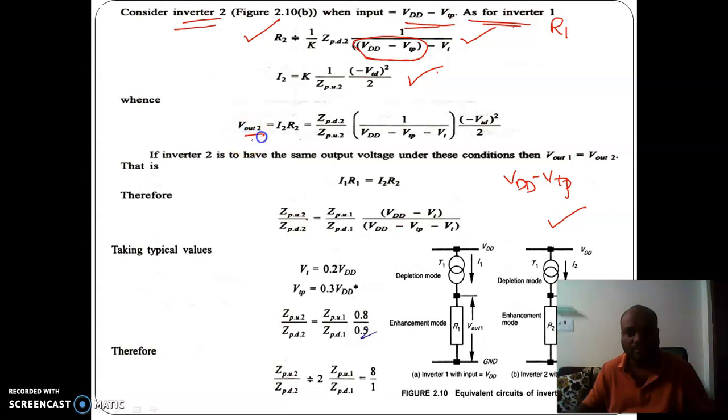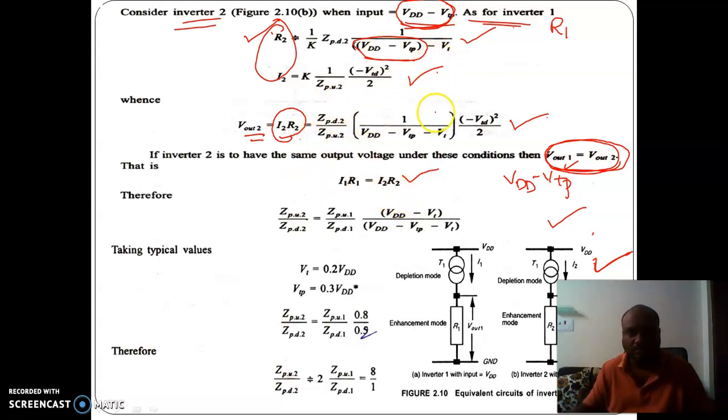Based on this, what will be the Vout2 of this circuit? Vout2 is I2 into R2, so the product of these two will result in Vout2. What is our intention? With an input of VDD or with an input of VDD minus VTP, both the output voltages should be the same. For that, what should be the condition? That represents I1 R1 is equal to I2 R2.